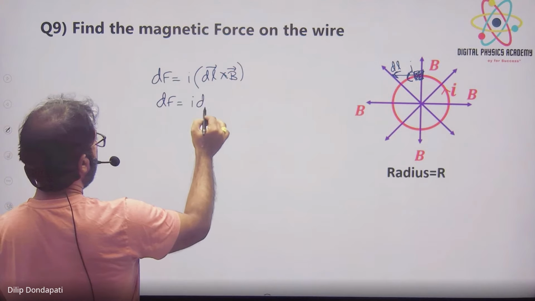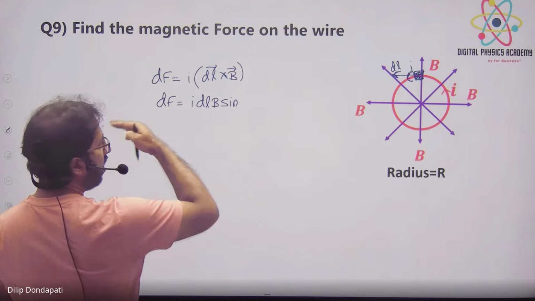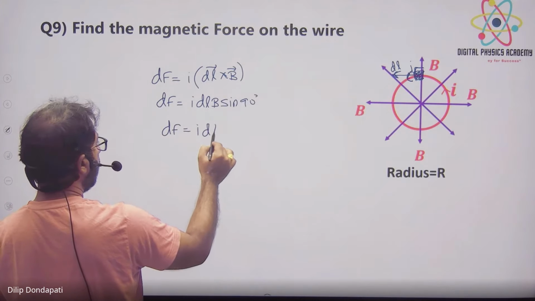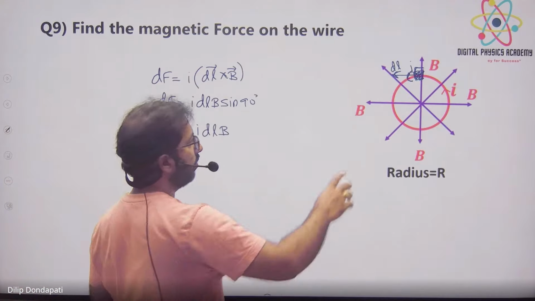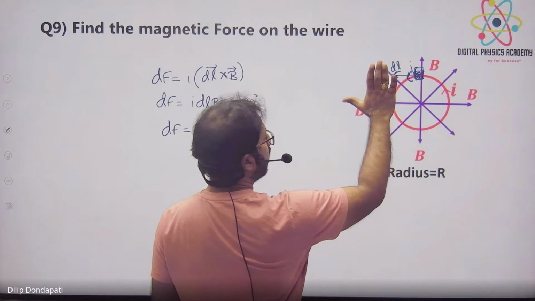Now if I expand I dl B sin angle, how much is the angle between the dl vector and the magnetic field? The angle is 90. So the small force acting on this is I dl into B. But look at the direction, tell me the direction here. Magnetic field is upward, current is going to the right side and force is inwards.